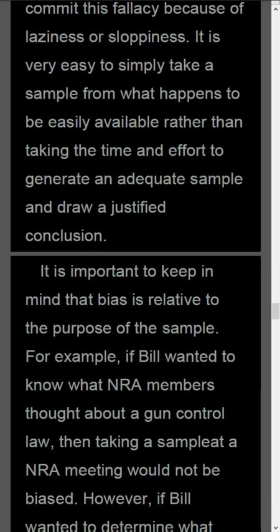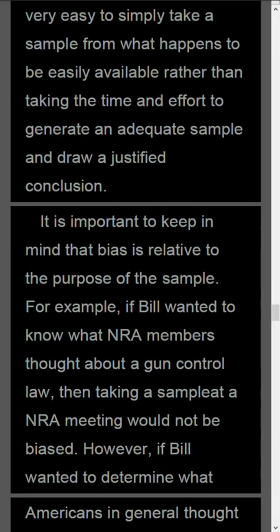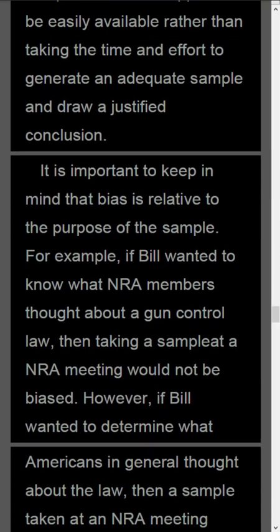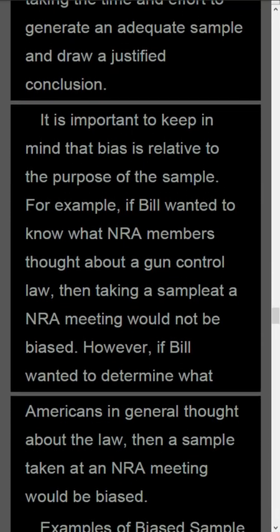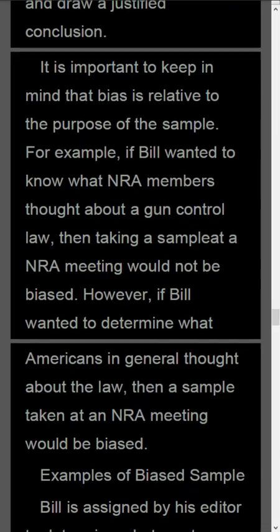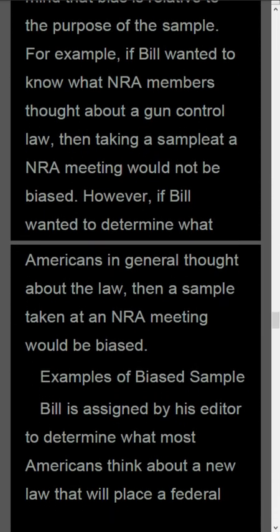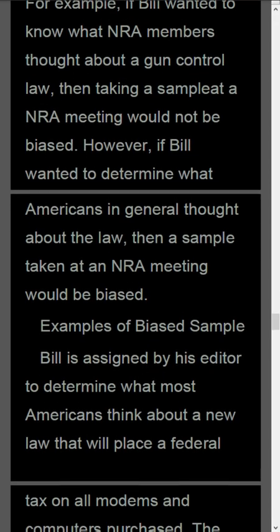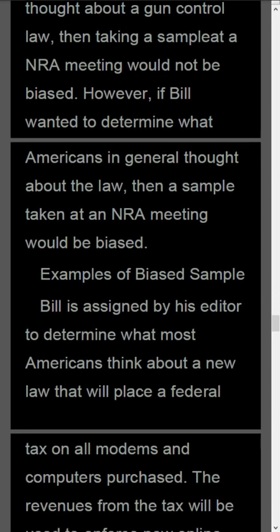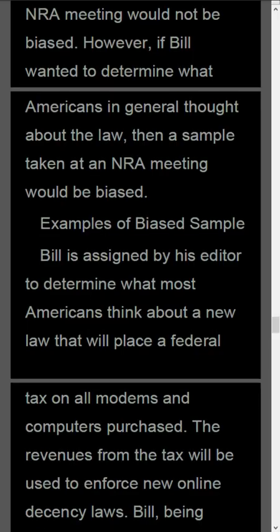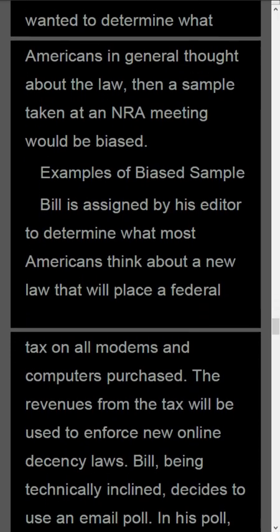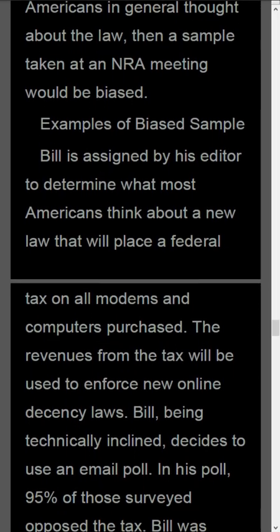It is important to keep in mind that bias is relative to the purpose of the sample. For example, if Bill wanted to know what NRA members thought about a gun control law, then taking a sample at an NRA meeting would not be biased. However, if Bill wanted to determine what Americans in general thought about the law, then a sample taken at an NRA meeting would be biased.